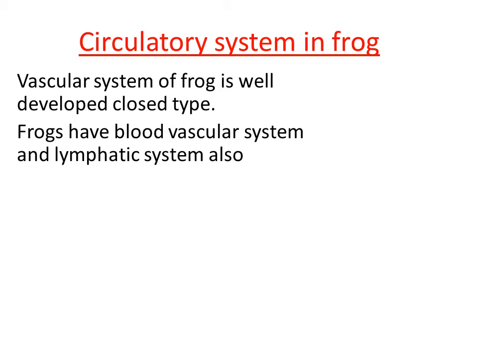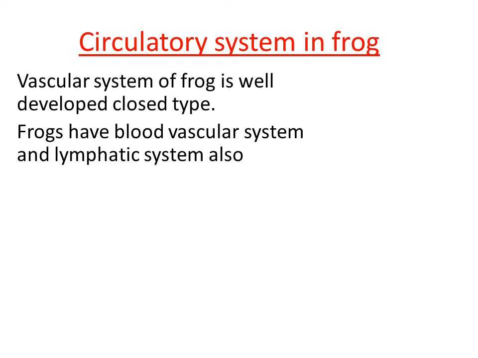What do you mean by lymph? So lymph is a colorless fluid, right? So this fluid is very essential to fight against certain kinds of pathogens. So it gives certain type of protection to the body. So lymph circulation takes place with the help of the lymphatic system. Blood circulation takes place with the help of the blood vascular system.